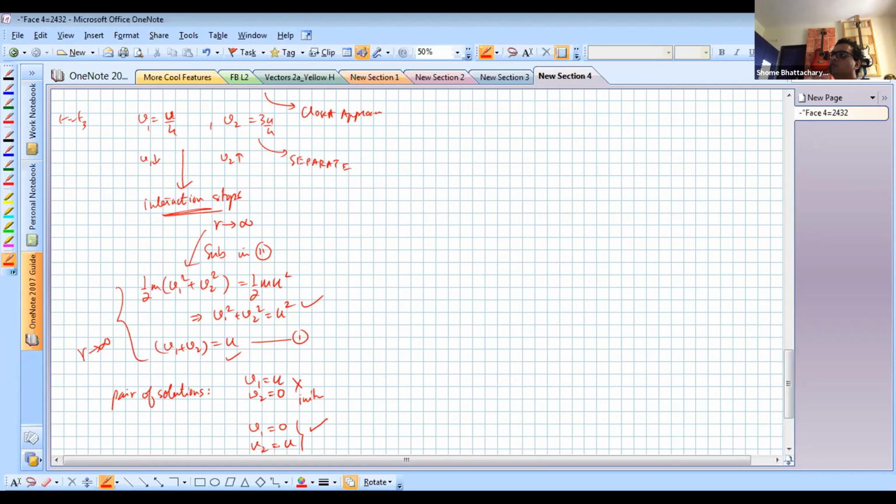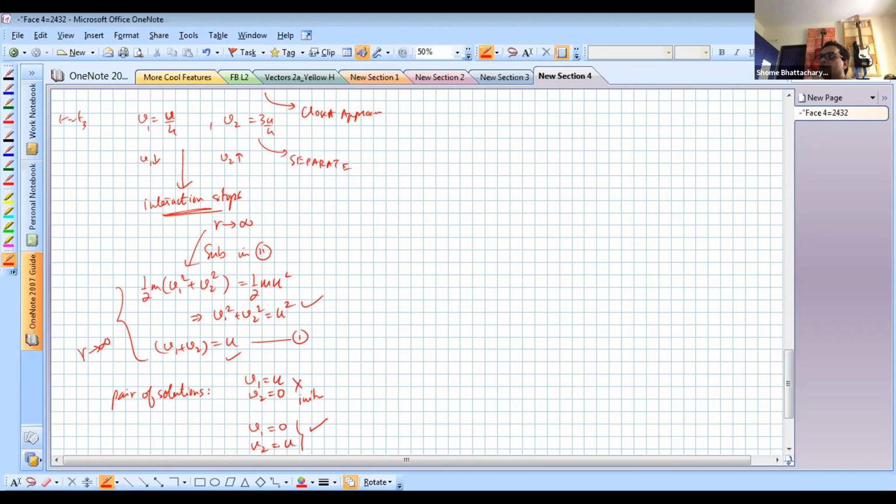It will go from 0 to u by 4 to u by 2 to 3u by 4 to some final value. Similarly, the other one is always slowing down. So it is decreasing from u to 3u by 4 to u by 2 to u by 4 to finally some value. So finally some value, what is that, we have to find out.